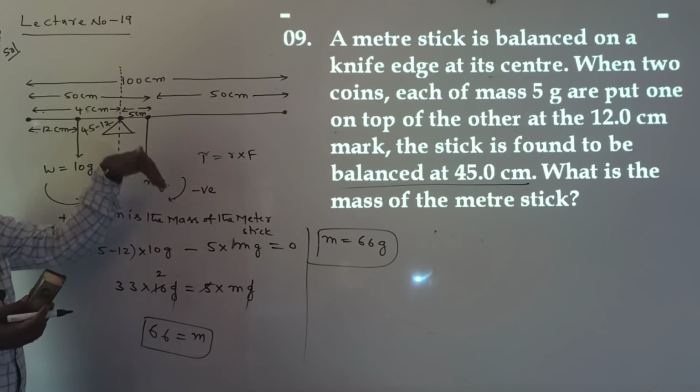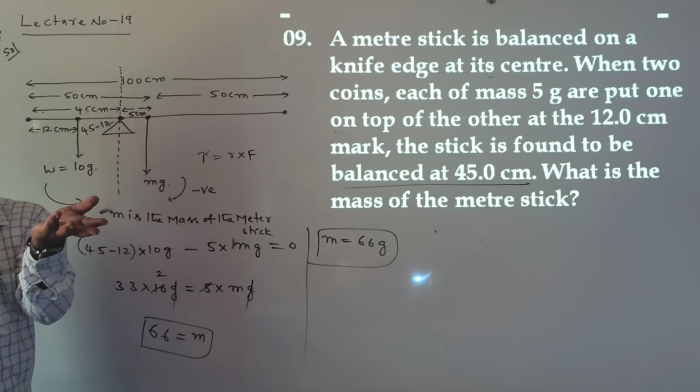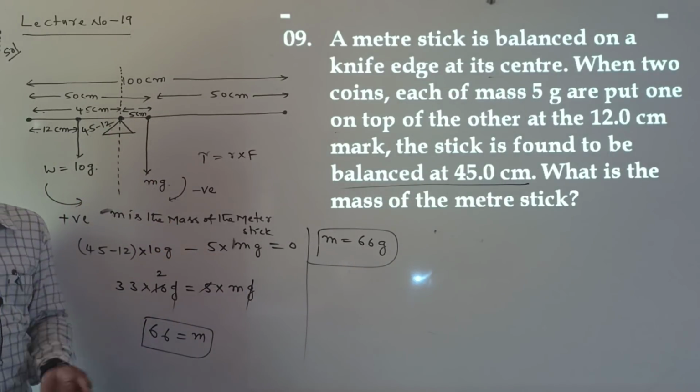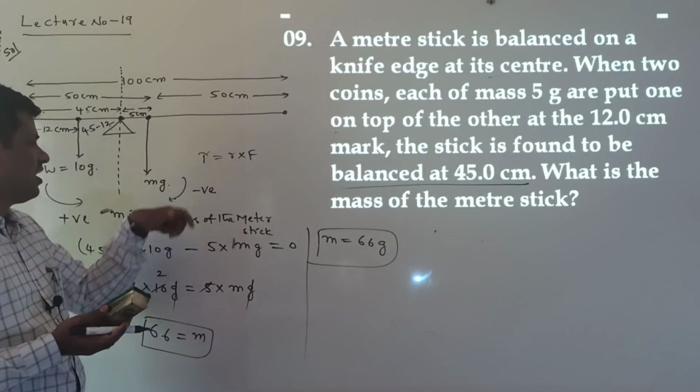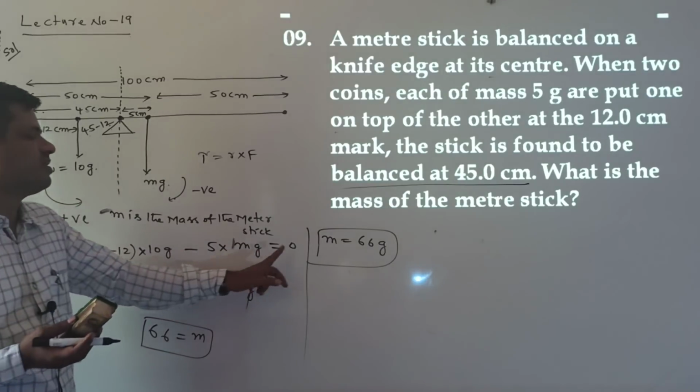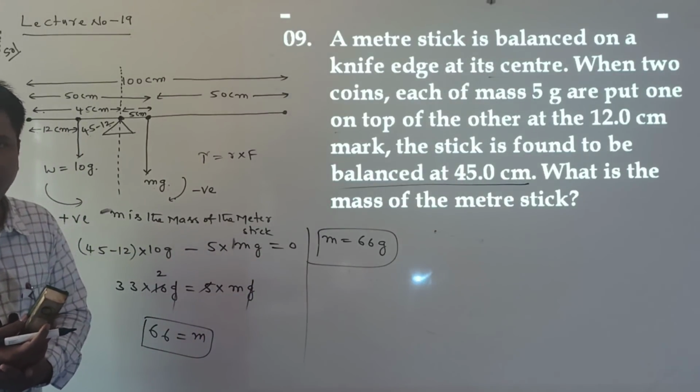Now for this one I am writing torque is equal to R cross F. Distance is equal to 5. Here the weight is mg, force nothing but the weight, so 5 into mg. This is clockwise, which is taken as negative. The total torque is equal to 0. That is the condition for rotational equilibrium.